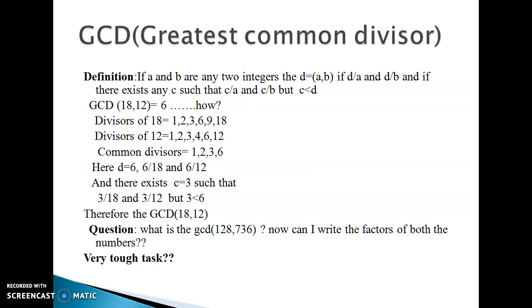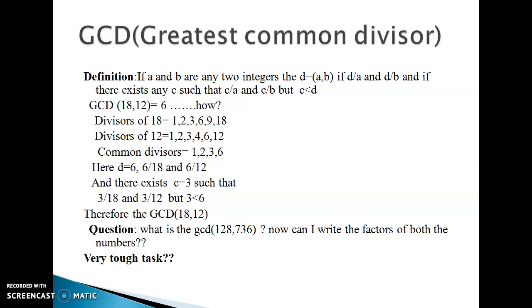Here the greatest one is 6, so I consider the GCD to be equal to 6. Now I apply the definition: d is equal to 6, and 6 divides 18 as well as 12, because we can write 18 equal to 6k1 and 12 equal to 6k2. And for c equal to 3, 3 divides 18 and 3 divides 12, but 3 is less than 6. Therefore, I conclude that the GCD of 18 and 12 is 6.